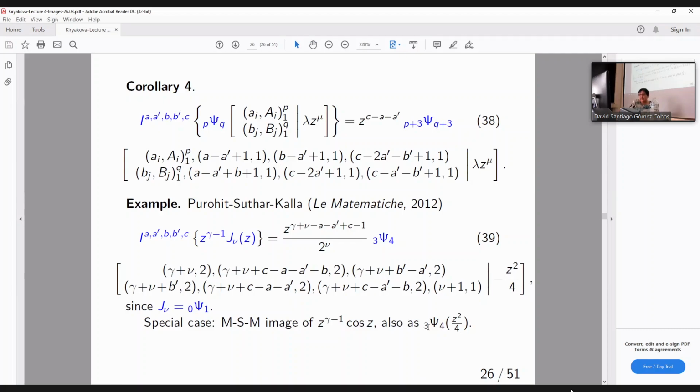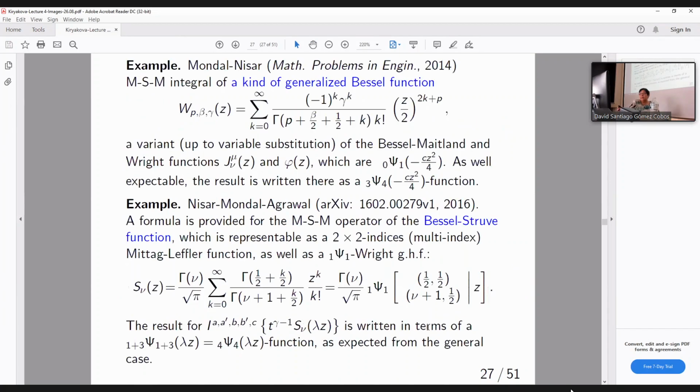Kala and co-authors evaluated Marichev-Saigo operators of Bessel function. And as the Bessel function is 0Ψ1, its indices increased by 3 will give the predictable result as a 3Ψ4 function. No need to do long evaluations.